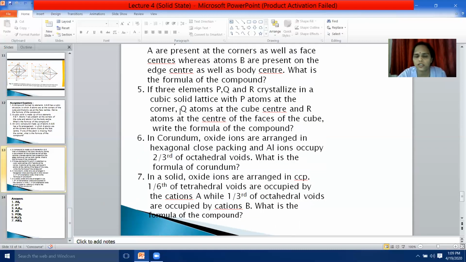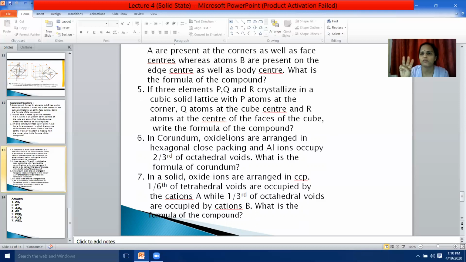The fifth question stands here. Question is, if three elements P, Q and R crystallize in a cubic solid lattice with P atoms at the corner, Q atoms at the cube center and R atoms at the center of the faces of the cube, write the formula of the compound. So here you see there are three elements that are present.